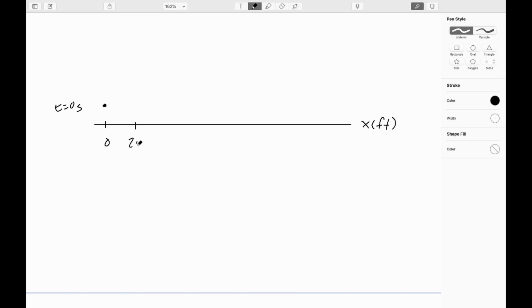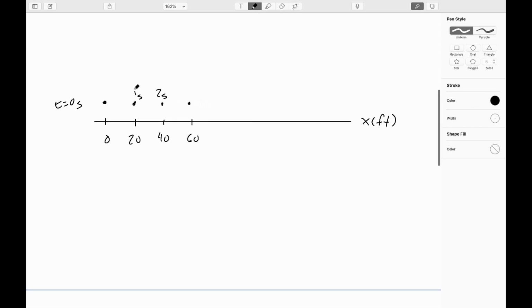Then let's see, we can go over here to 20 feet. This is where it's located at 1 second, 2 seconds, and 3 seconds. And we can see that we're going in what's called uniform motion. We'll rigorously define that later. But for now, it just means constant velocity. So the speed is the same, and we keep going in the same direction.